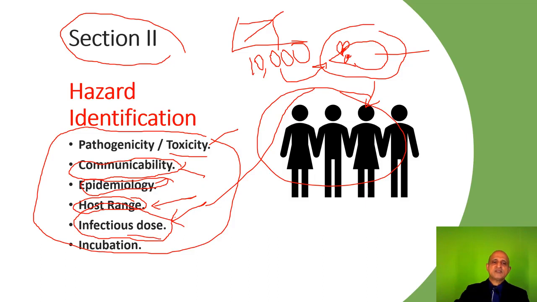This is the infectious dose. And then you have incubation. Incubation is the duration between actual exposure to the biological agent and the manifestation of the symptoms in terms of morbidity or mortality.